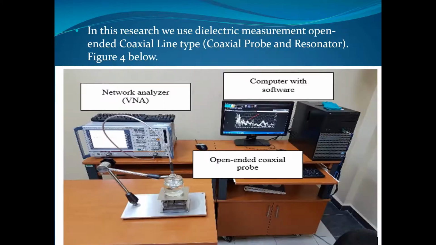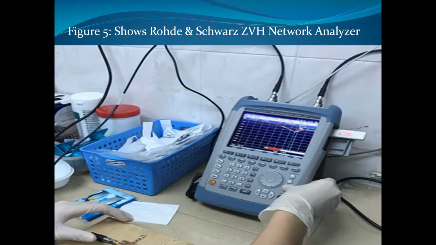In this research, we use dielectric measurement, open-ended coaxial line type. This is the setup we did in UTHM. So we have network analyzer, computer, and open-ended coaxial probe. This is the type of network analyzer that is used in Polytechnic and UTHM. And resonators are attached to this network analyzer.